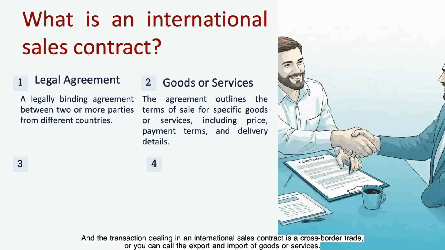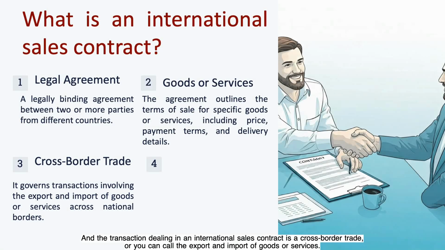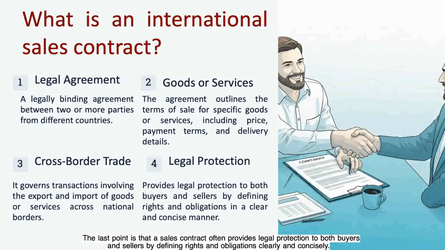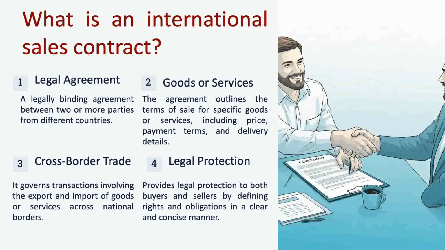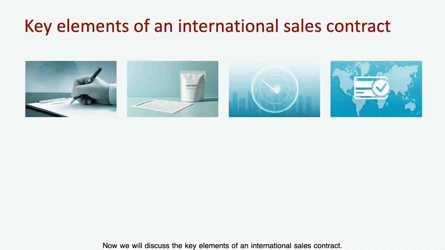And the transaction dealing in an international sales contract is a cross-border trade, or you can call the export and import of goods or services. The last point is a sales contract often provides legal protection to both buyers and sellers by defining rights and obligations clearly and concisely. Now we will discuss the key elements of an international sales contract.